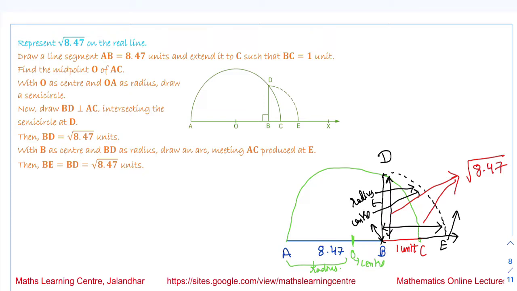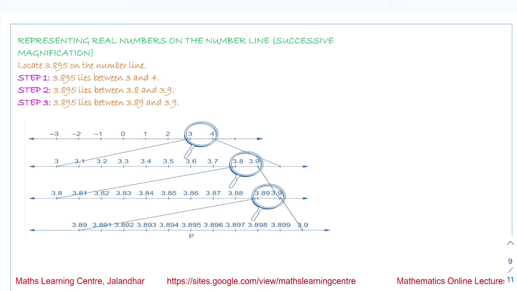Now next is an interesting topic with us, and it is representing real numbers on the number line using successive magnification. In this topic, the first thing we have to do is locate the point 3.895 on the number line. We have to locate this point on the number line. So how we start doing this is, we have considered the number line.